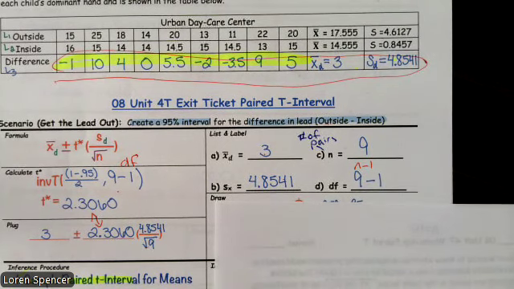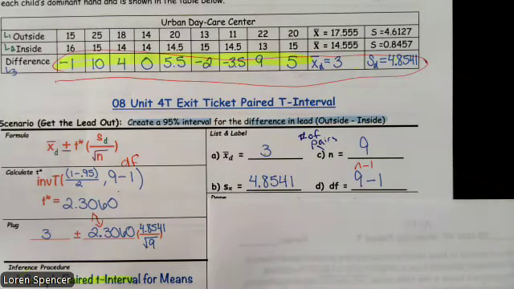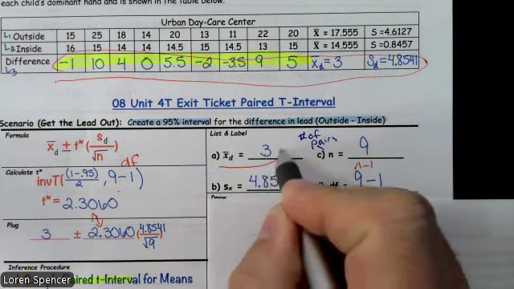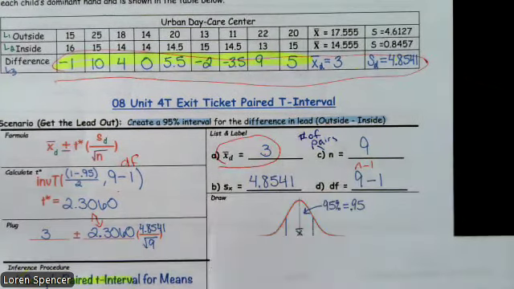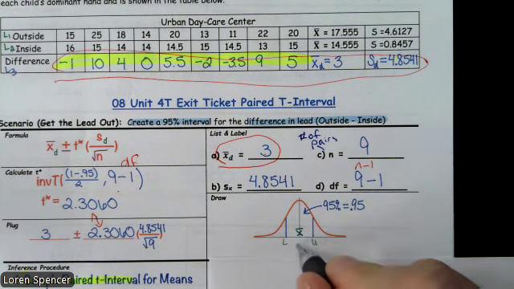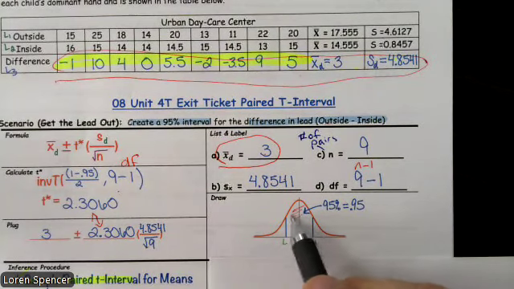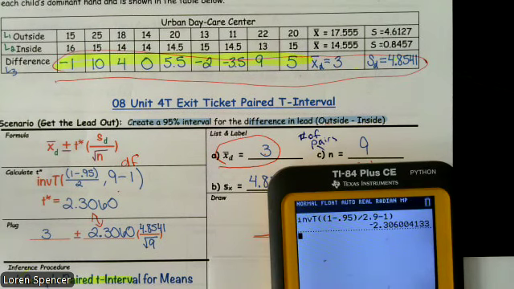When we draw this, please remember, hypothesis tests are centered on the population mean, whereas confidence intervals are centered on the sample mean. So this will be centered on our sample mean of 3. We're looking for a 95% interval, so this area right here is 95%. Let's go ahead and run this thing.